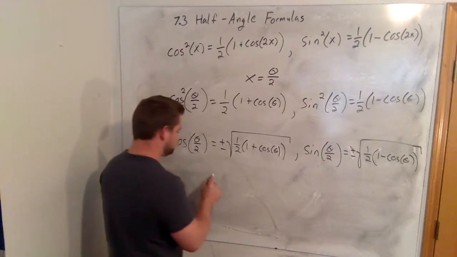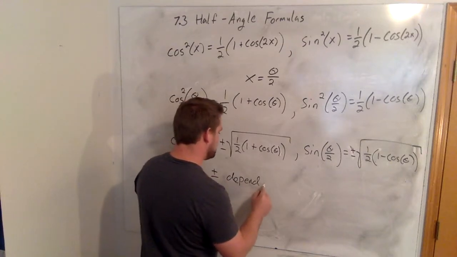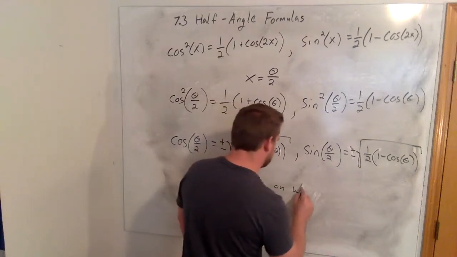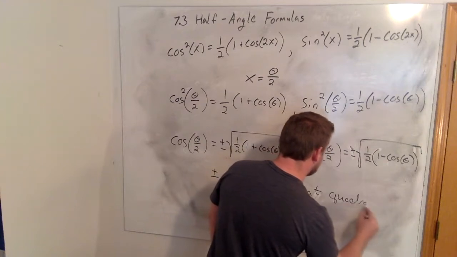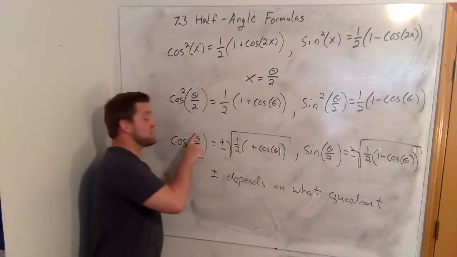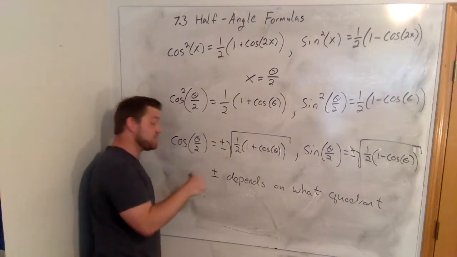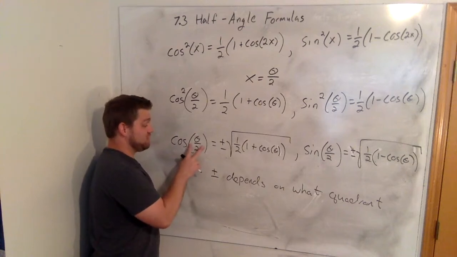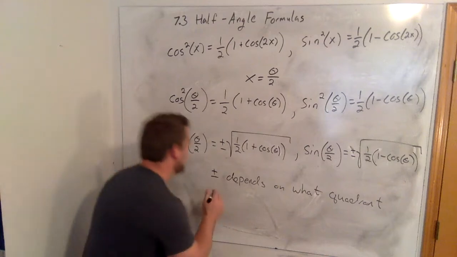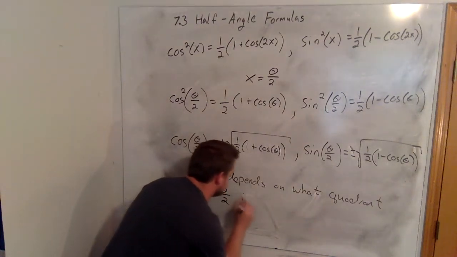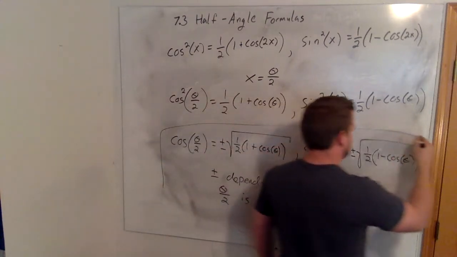The plus or minus depends on what quadrant theta over 2 is in. I'm wondering whether cosine of theta over 2 is positive or negative. That completely depends on where this angle lives. So we want to know where theta over 2 is. So plus or minus depends on what quadrant theta over 2 is in. Okay, and here they are. This is the key thing to have written down.